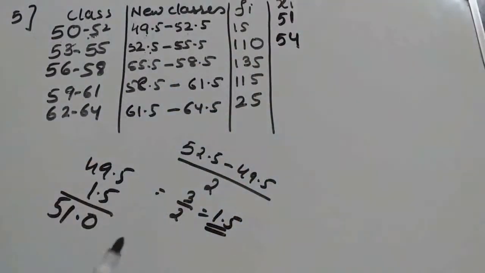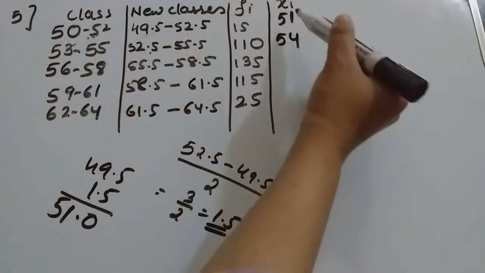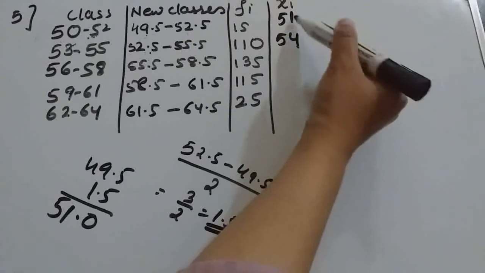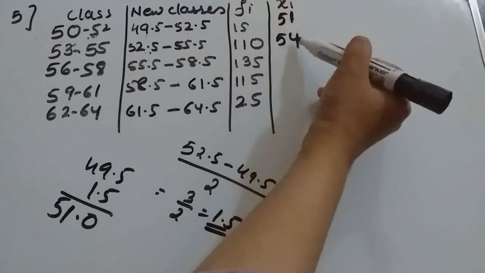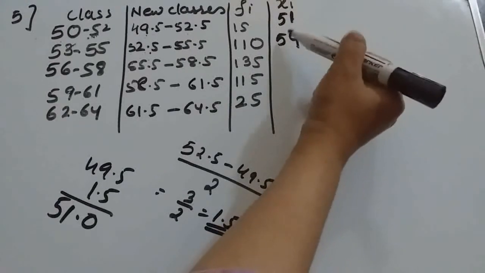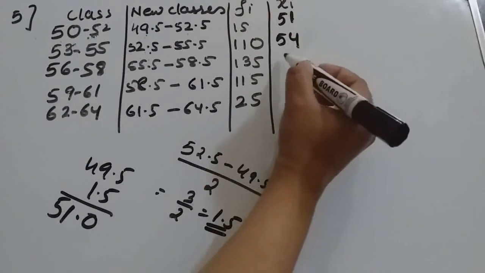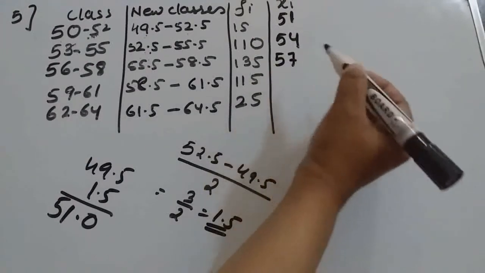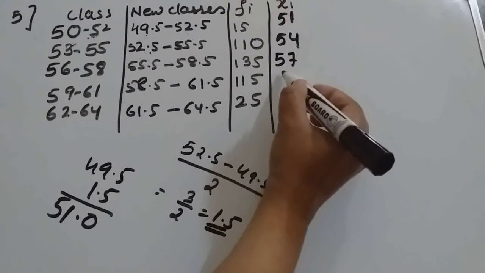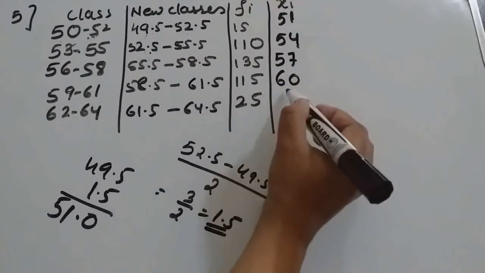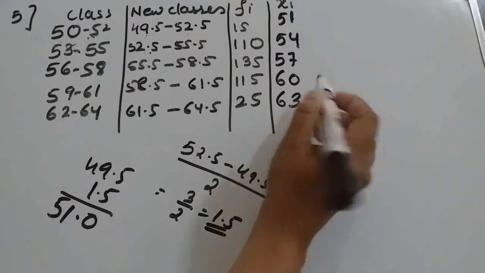Now I always told that Xi follows one pattern here. So for the two observations you got, 51, 54, there is a difference of 3. That means the next class mark you can write by adding 3. So 57, isn't it? Then 57 plus 3, 60. 60 plus 3, that will give 63.